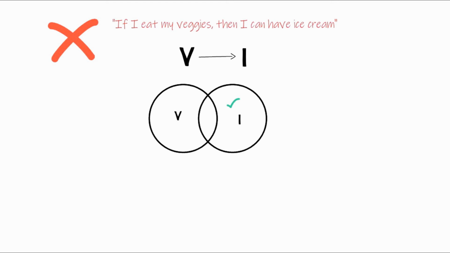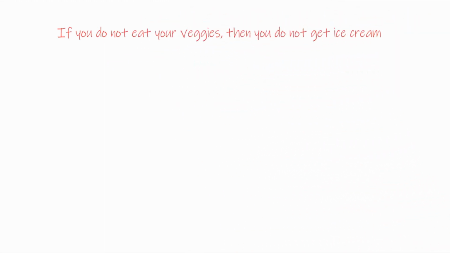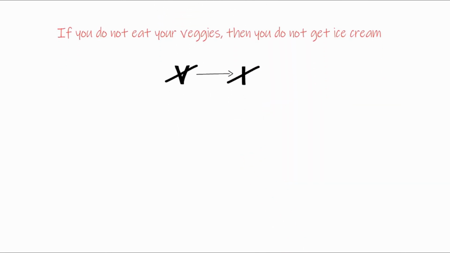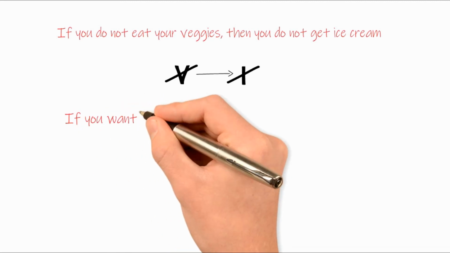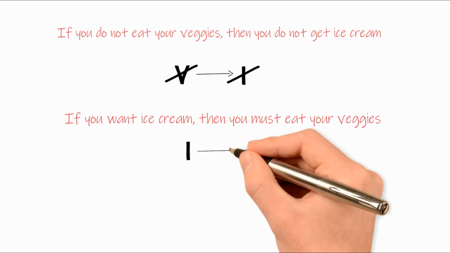So it's easier to think of this in terms of a double negation. If you do not eat your veggies, then you do not get ice cream, because eating those veggies is the one condition that would lead to you having ice cream. To say you can have ice cream only if you eat your veggies means if you don't eat them, you don't get ice cream, which of course looks like this. And if we then interpret the contrapositive of that, it would be if you want ice cream, then you must eat your veggies, which looks like our original expression.